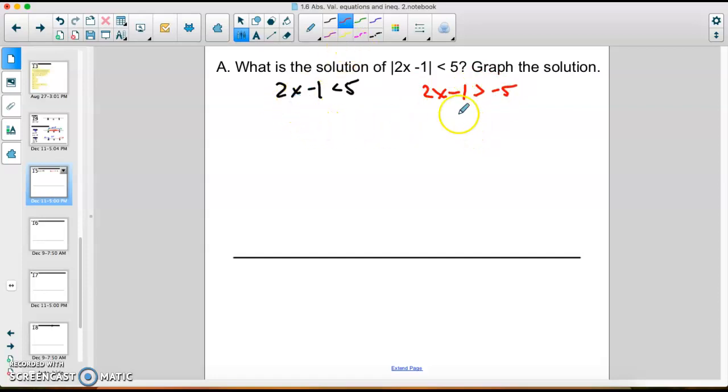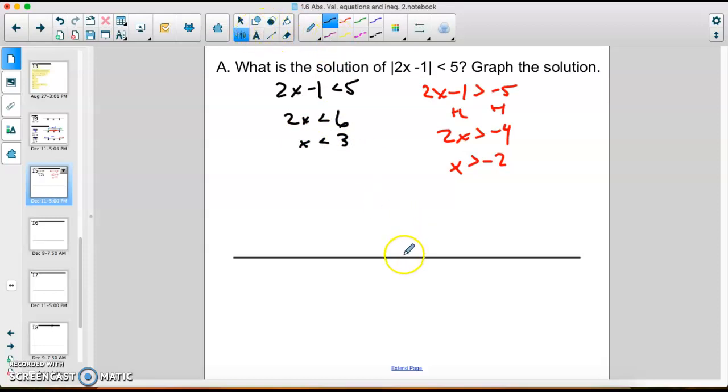Okay, and so then we go to solve. I'm going to solve the red one first just because I'm in red. So we add 1. We get 2x is greater than negative 4. And so when we divide by 2, x is greater than negative 2. Okay, then over here we add 1. And we get 2x is less than 6, so when we divide, x is less than 3.